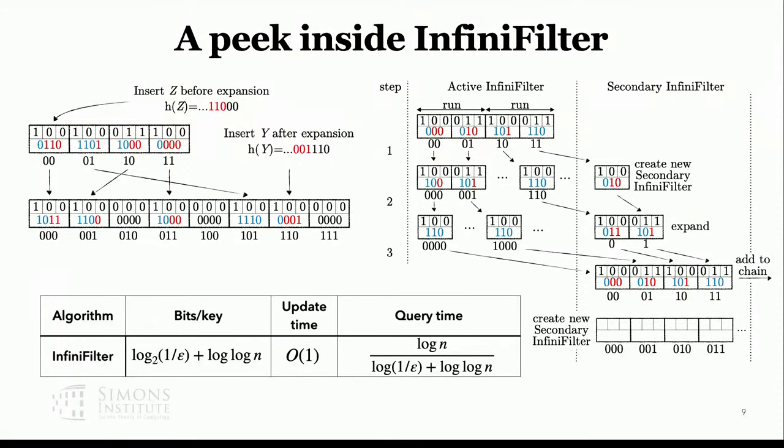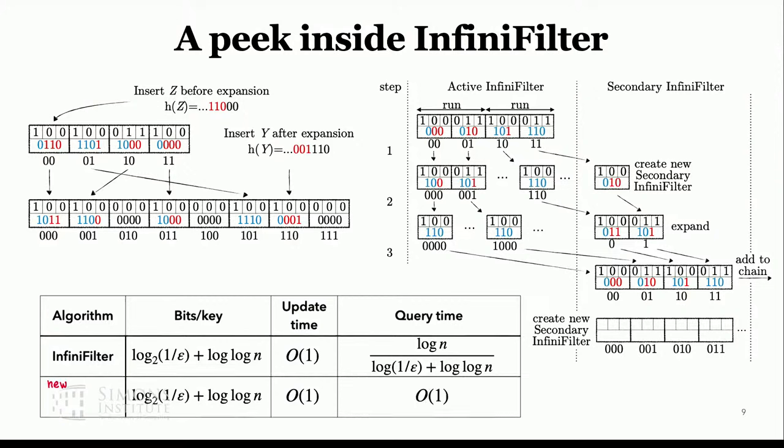Theoretically, we get the right space usage, the right update time, but annoyingly, the query time for the practical solution that we came up with is a little bit off. Theoretically, it's logarithmic in N, or almost logarithmic. In practice, this ratio between the logarithm of N and the logarithm of 1 over epsilon is not that big, so maybe not a huge deal. But we actually managed recently to also find something practical that nails the query time to constant.